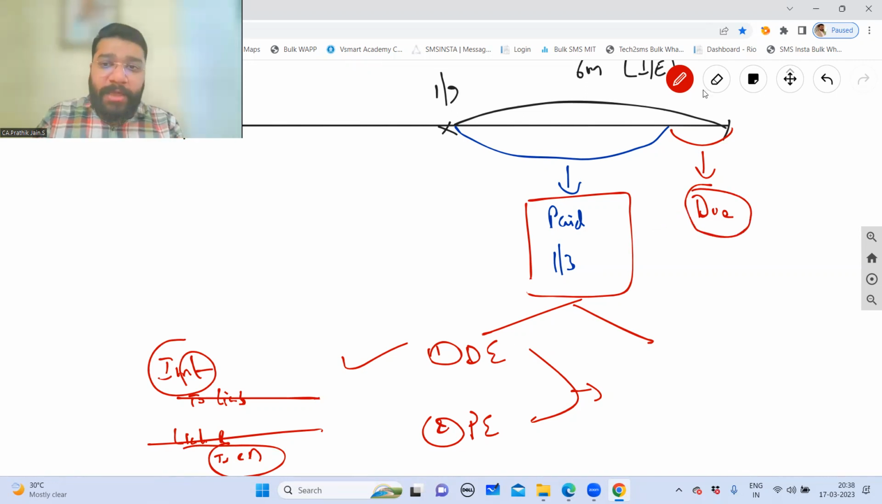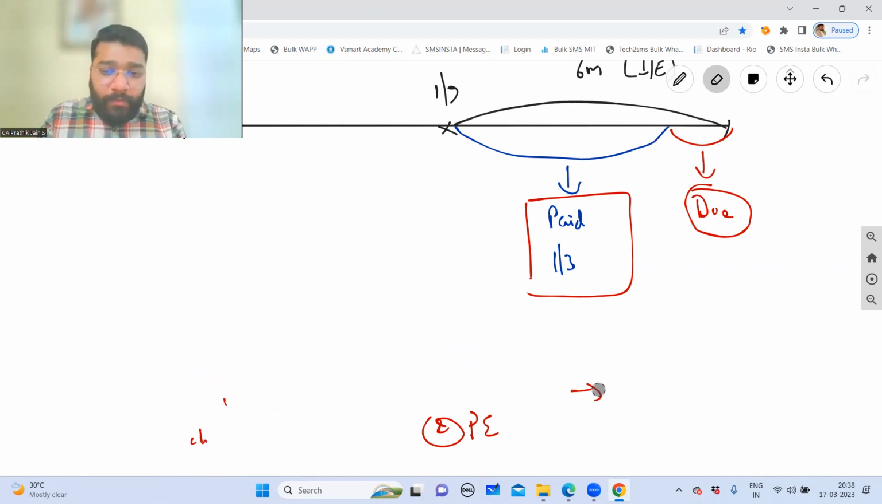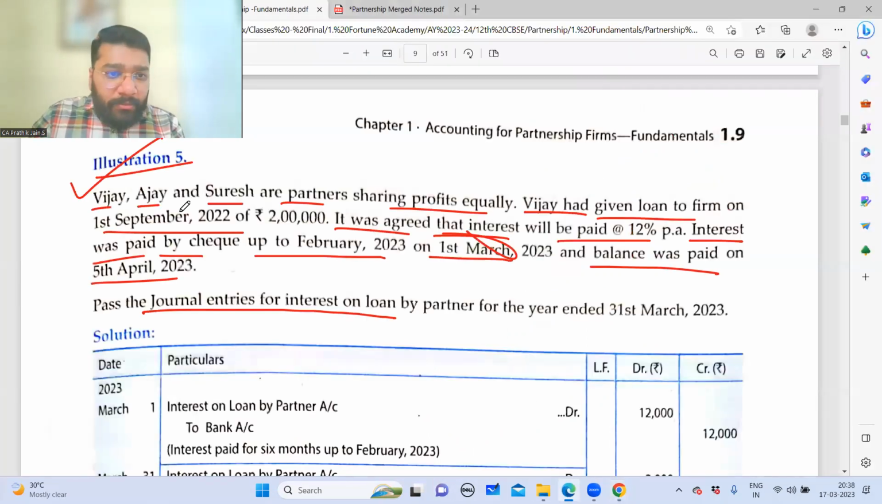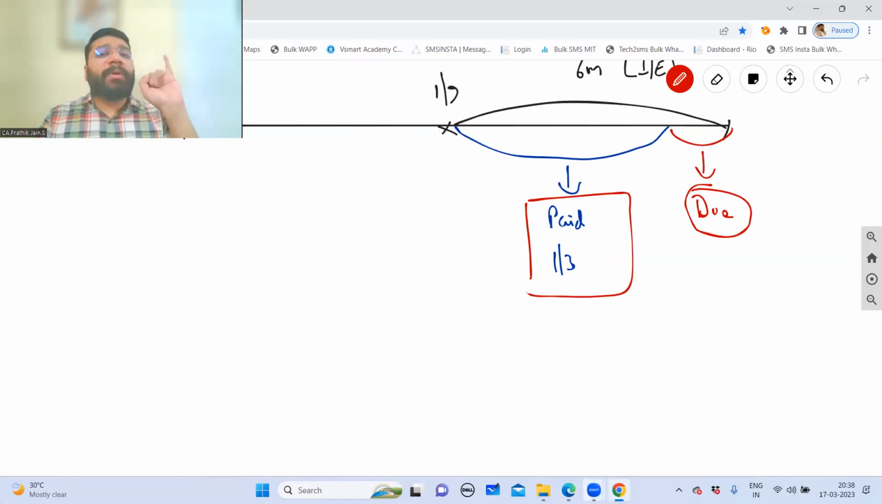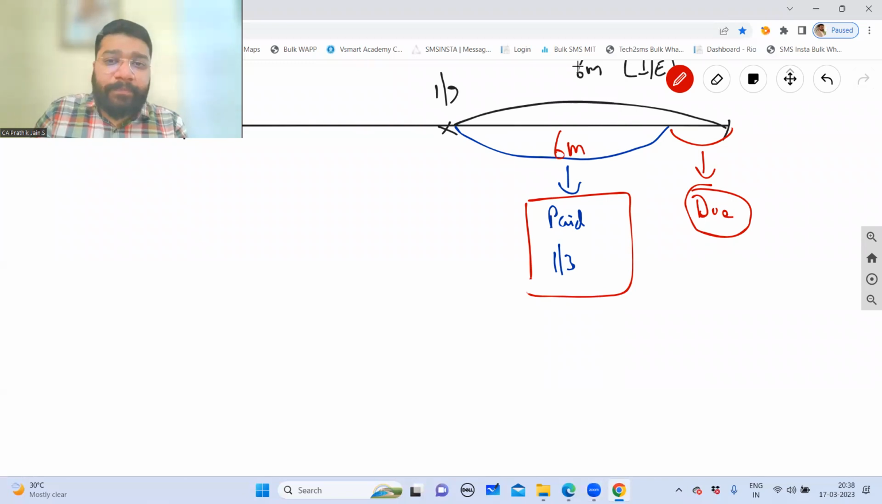I'm repeating one more time. Listen to me very carefully. Both are allowed, but in the textbook they have followed this method, so we'll stick to that. So September till February, how many months? September, October, November, December, January, February. So 6 months' interest is paid, and 1 month's interest is due.